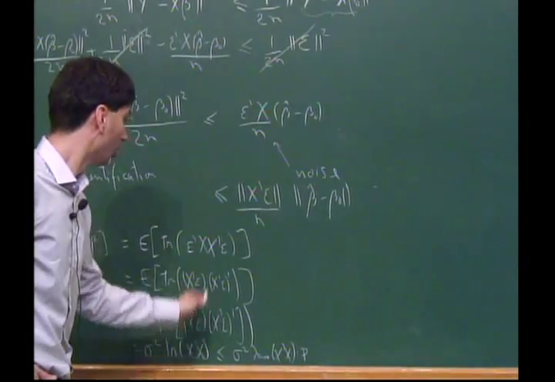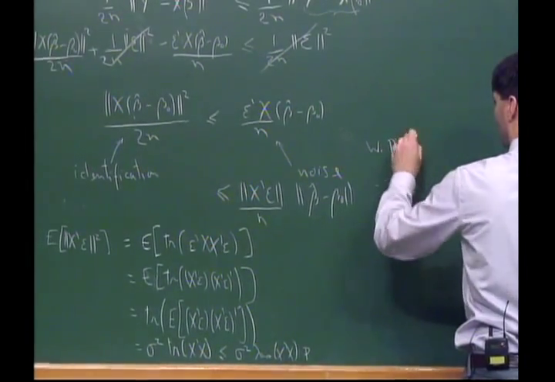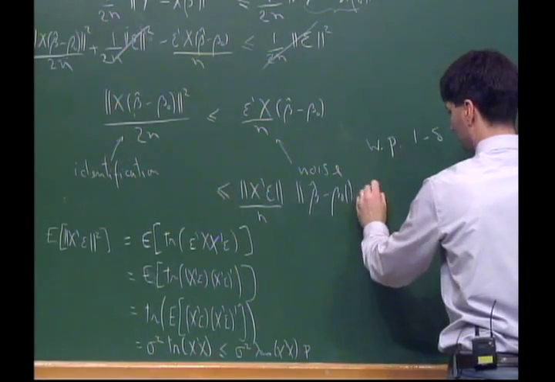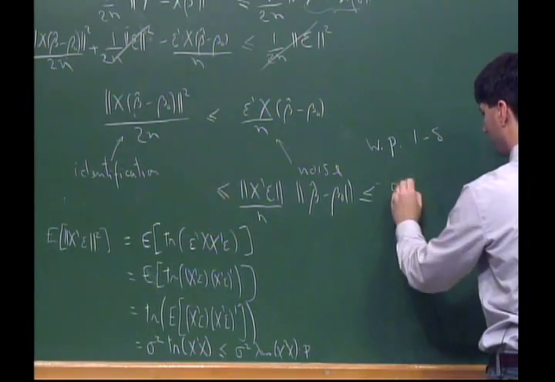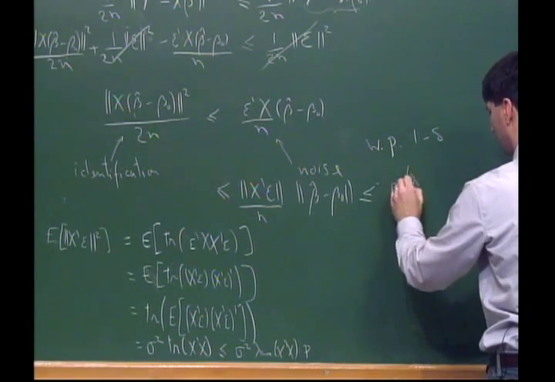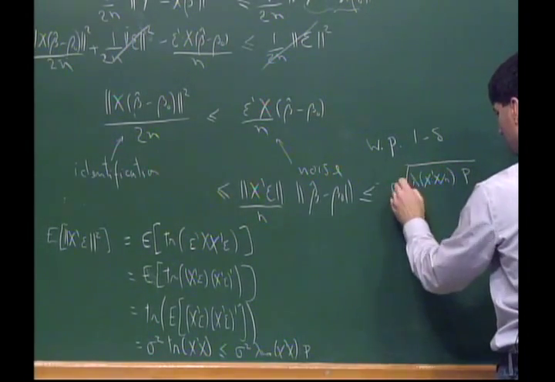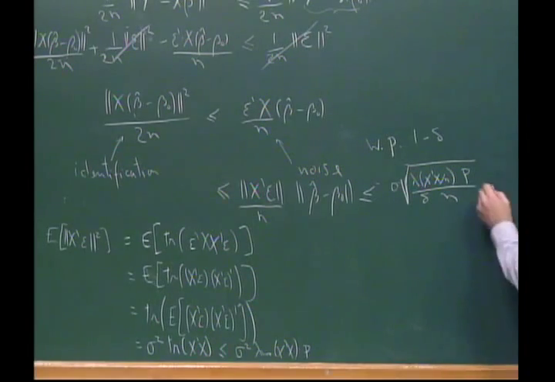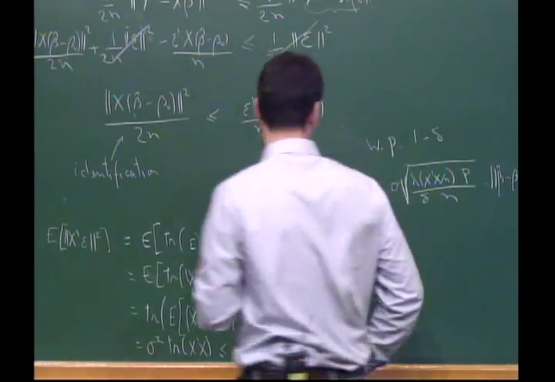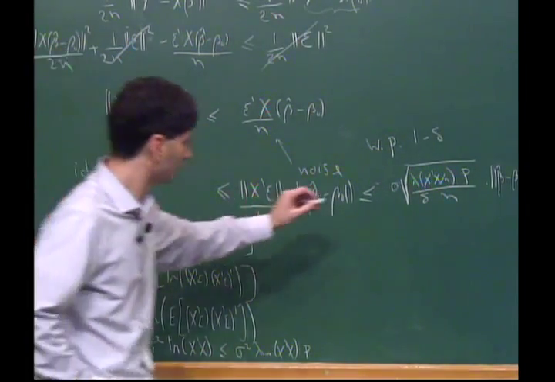So if we apply the Chebyshev bound, we know that with probability 1 minus delta, this can be bounded by sigma times the square root of lambda max of X transpose X and p over delta, times something. That would take care of the noise part, and here lambda max is the maximum eigenvalue.